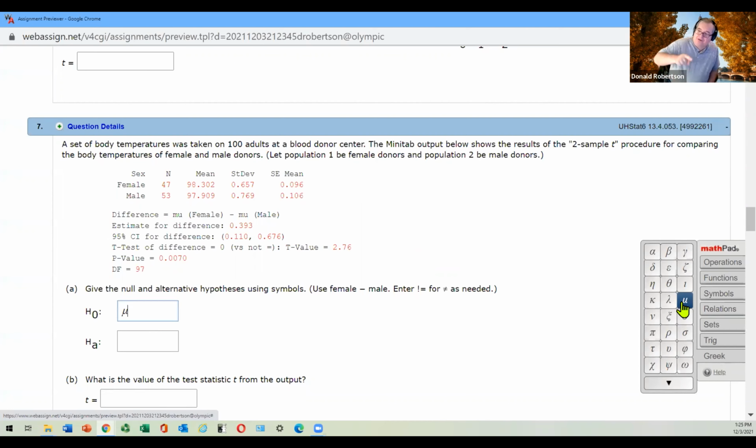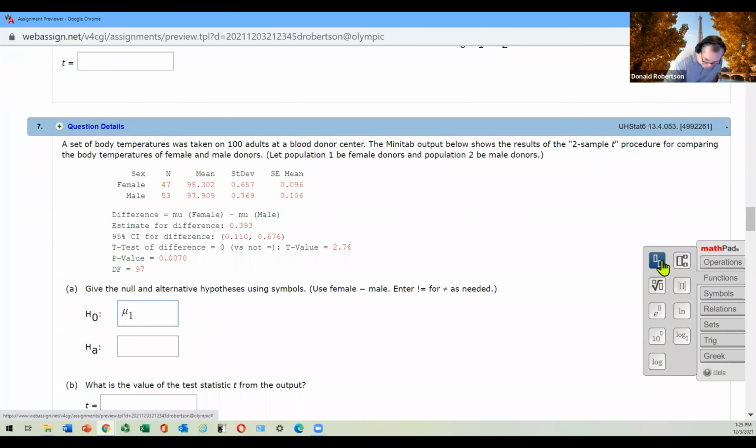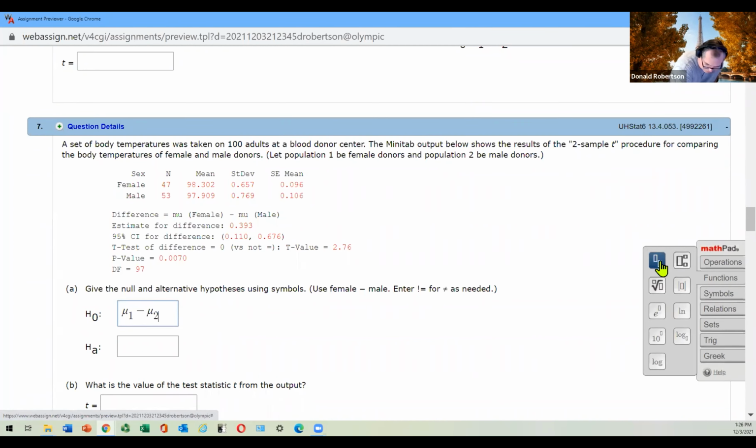Does anybody remember from Wednesday how you get that annoying little subscript? Because that's what it needs. Which one of these buttons do I find the subscript in? Okay, and there it is there. So there's your mu1, space, take away, Greek letter mu, subscript 2. Move the cursor, equals 0. Pretty much, if it's a difference between two means, wouldn't that always be the null hypothesis? So you don't need to think about it, it's the same answer all the time.